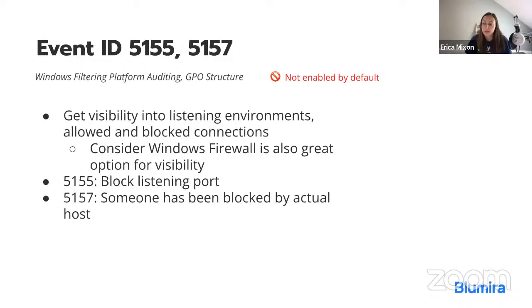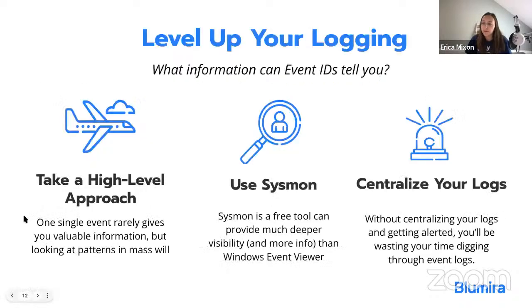All right, thanks, Matt. So now that we've talked about some of the most important event IDs you should monitor, let's talk about how to use those to the fullest extent. And one of those best practices that we have on here is taking a high level approach. So not just looking at every single granular event ID that comes through, but looking at patterns in mass. Matt, what are your thoughts on that?